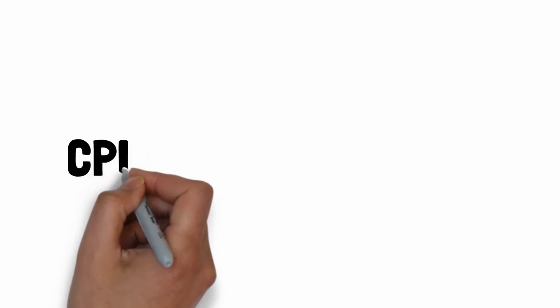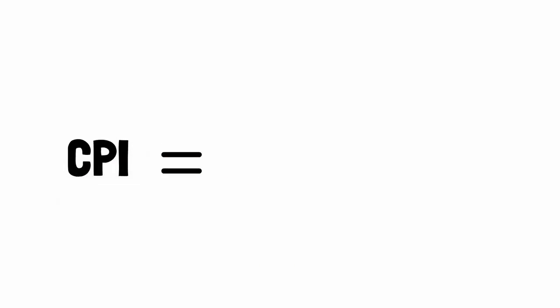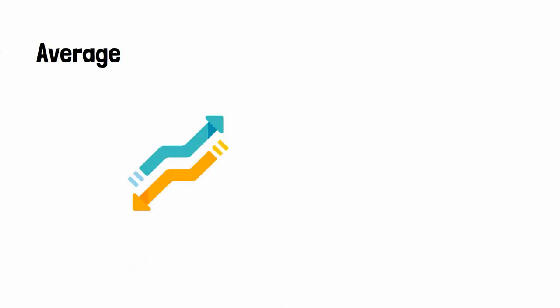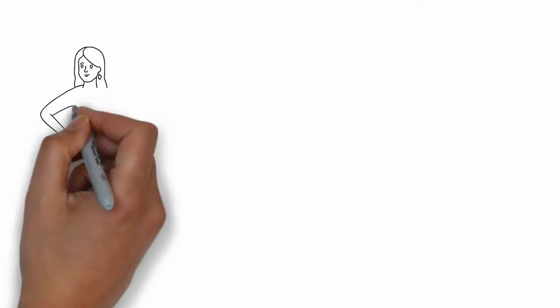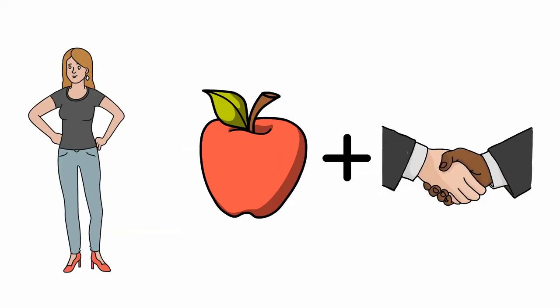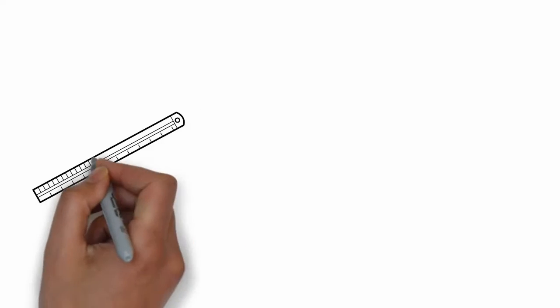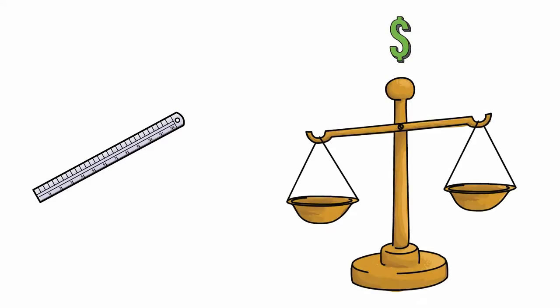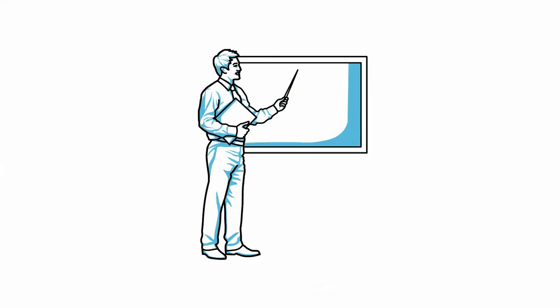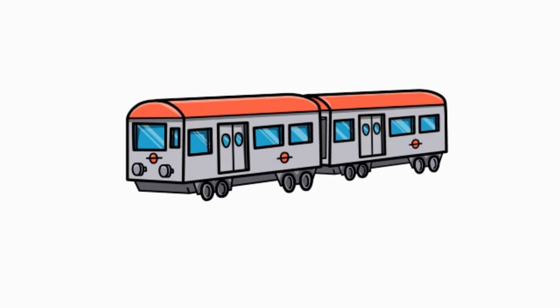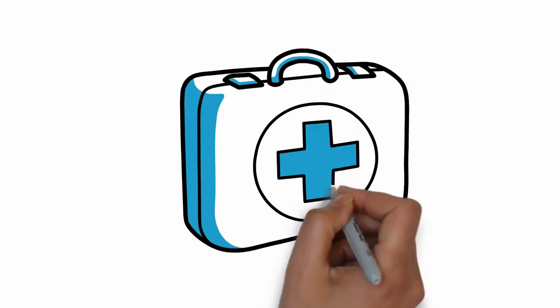The Consumer Price Index or CPI basically measures the average change in prices over time that consumers pay for goods and services. It is the measure that analyzes the weighted average of prices of consumer goods and services. For example, these goods and services include transportation, food, and medical care.